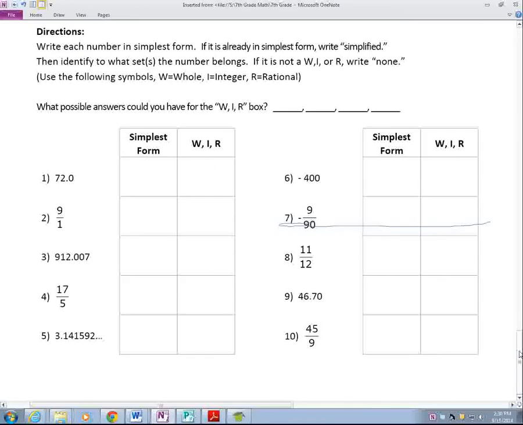Next section, we write a number in simplest form. It is already in simplest form. We write simplified, because this is just like your homework. To identify what sets the number belongs to: if it is not a W, I, or R, write none. Use the following symbols. W equals whole number. I equals integer. R equals rational number.